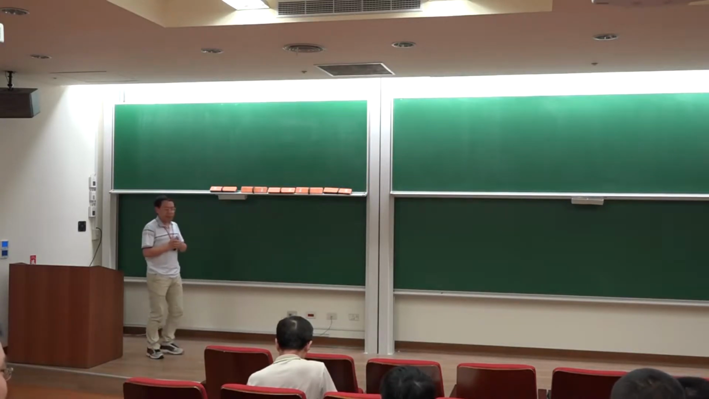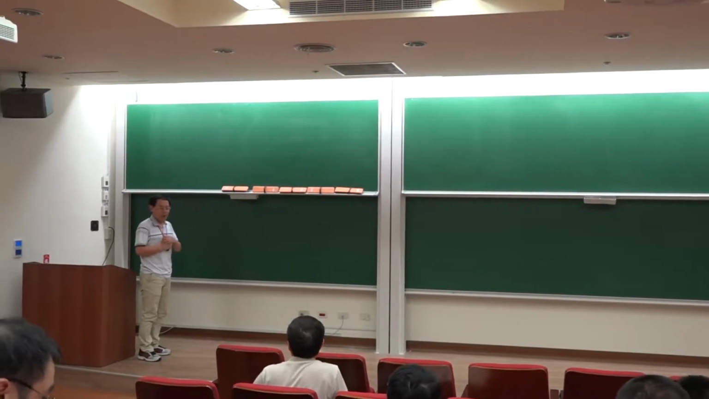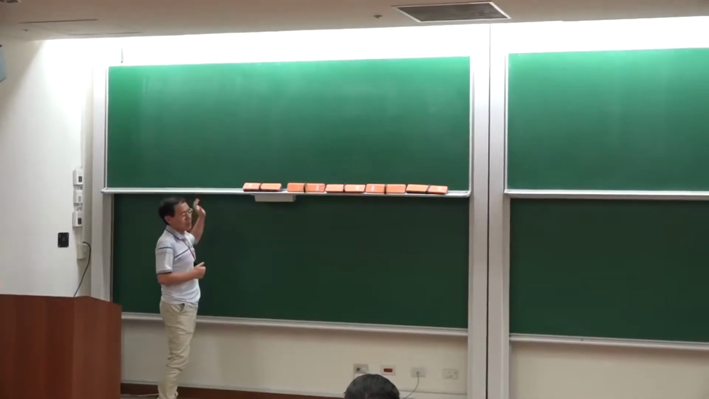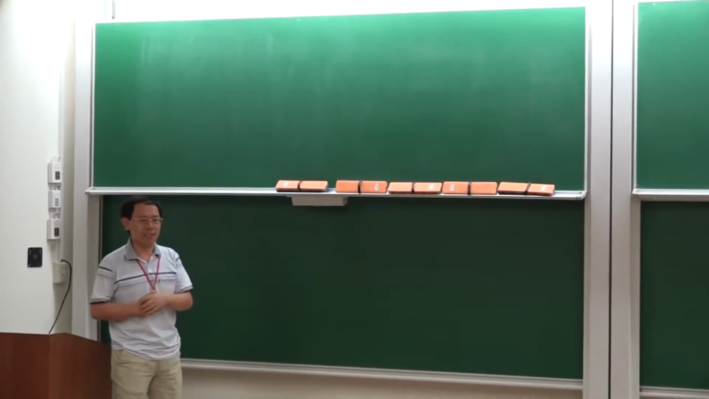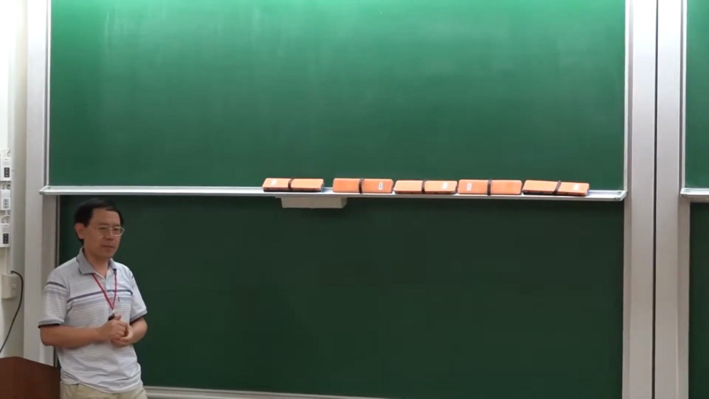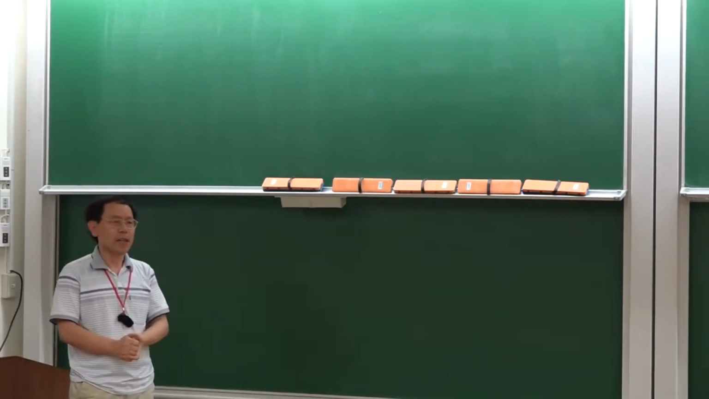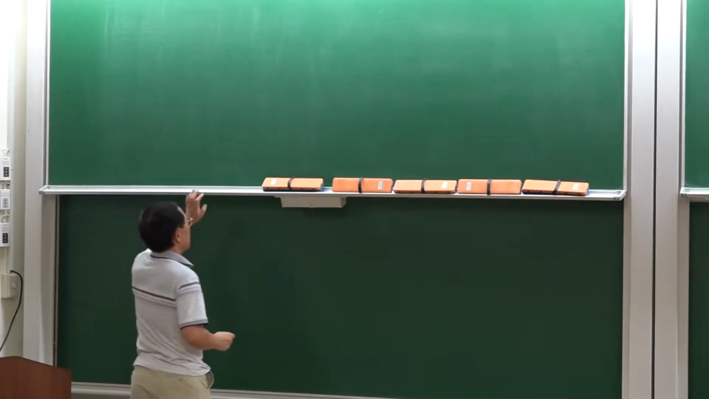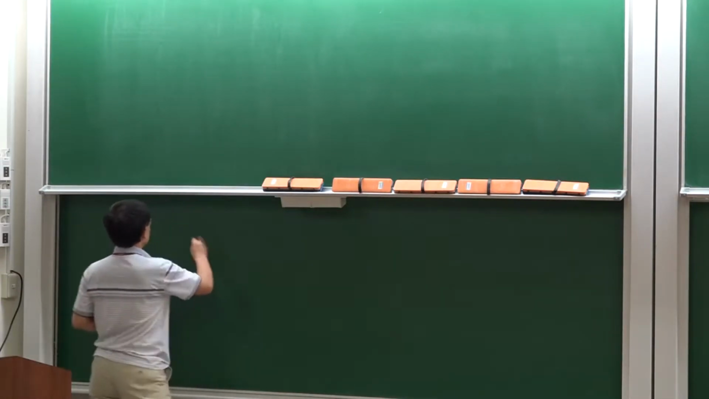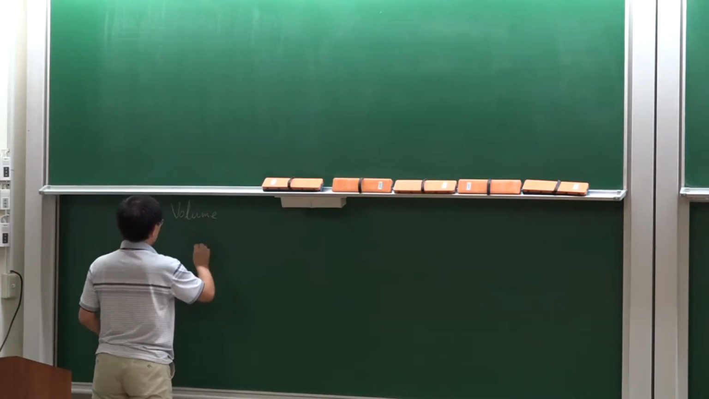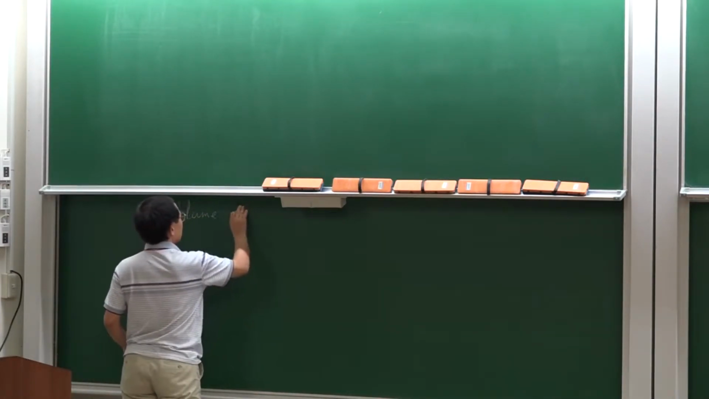I think I forgot to put a word in the title: the volume and eigenvalue estimate on smooth metric measure spaces. Today I will talk about the volume, and tomorrow I will talk about the eigenvalue estimate.